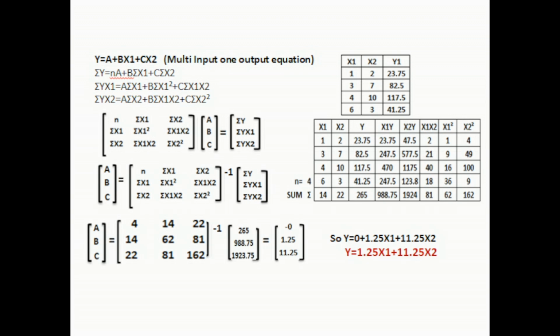So the values are substituted and we found the inverse and multiplications. The final matrix abc is 0, 1.25 and 11.3. So the equation is y equal to 0 plus 1.25 x1 plus 11.3 x2. So here a is 0, and the final equation is 1.25 x1 plus 11.3 x2. If you substitute these values of x1, x2, you will get the y1 value.